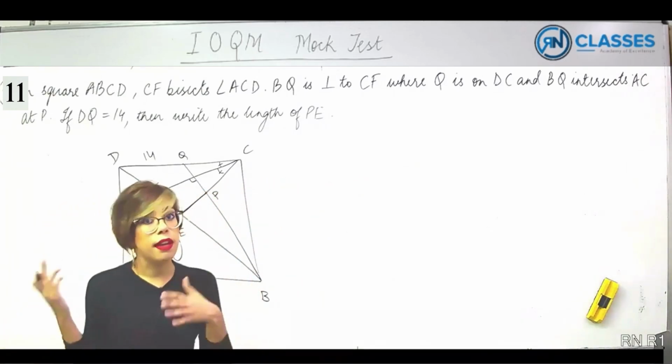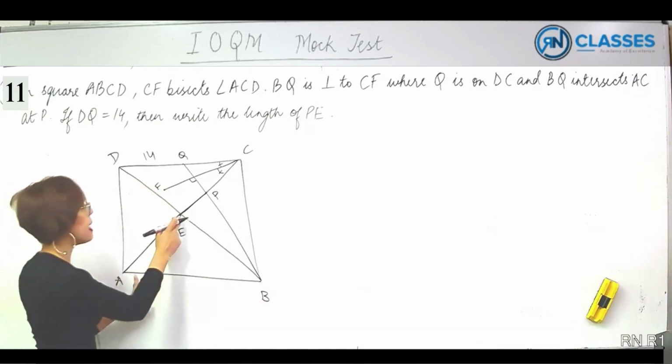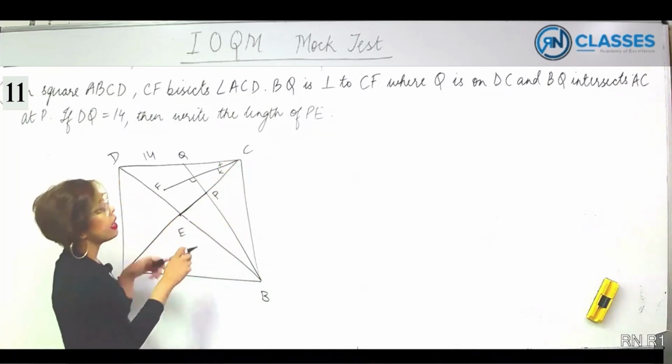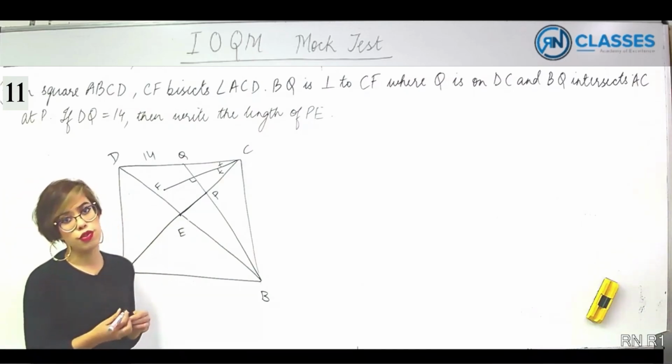All the angles are 90 degrees. Also, the diagonals bisect each other. That means AE is equal to CE and BE is equal to DE. Right? Okay, so which property of square should I use?